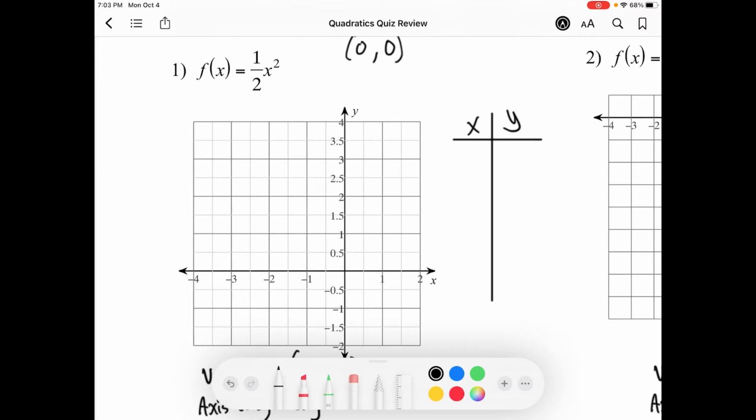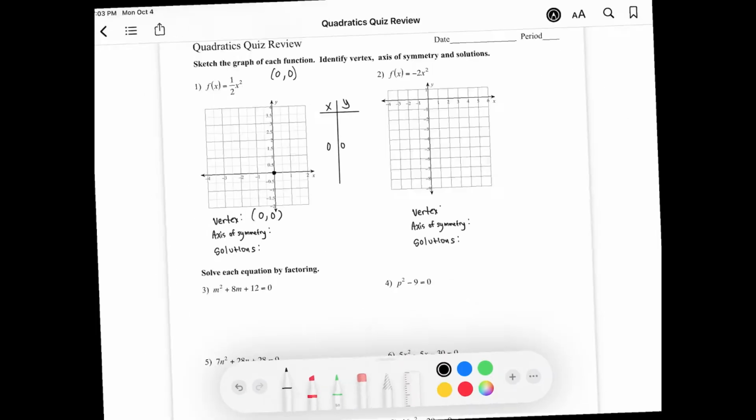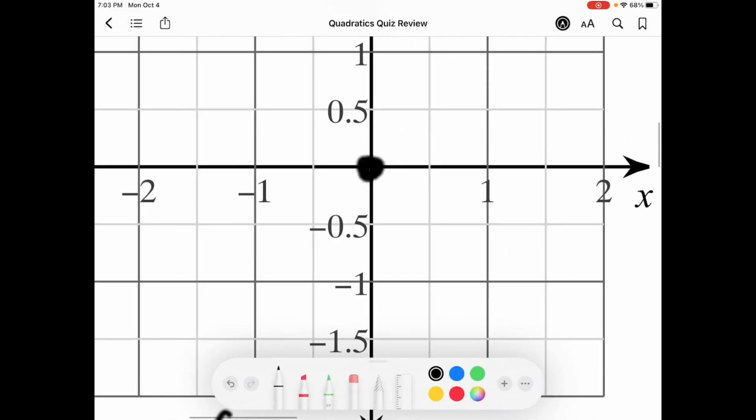I'll have this for you on the day of the quiz. So first I got my xy table. I'm going to put 0, 0 in the center, and I'm going to graph that point right here, which is right at the origin. So if you remember from class, what we want to do next is pick 2 points. So here's our vertex.